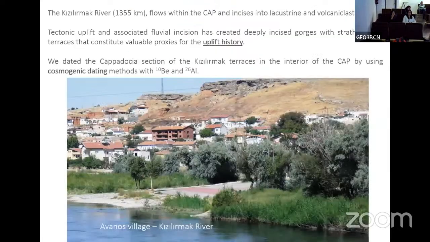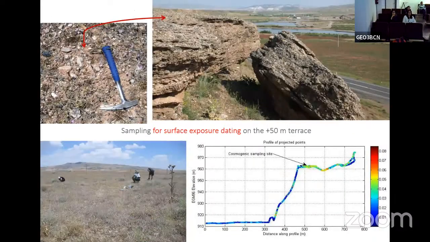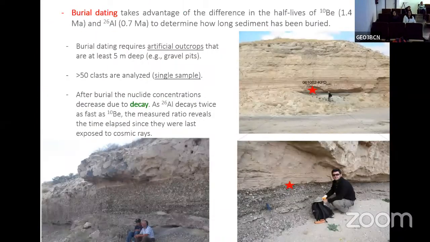So here is a village, Avanos, where you have the fluvial system, and you have several layers of fluvial terraces. Here is one. Here is another one. There is one more here. You can't see, but what we did is sample some sediments from the surface so that we can date them. We also did some burial dating, the one that I explained in other systems.